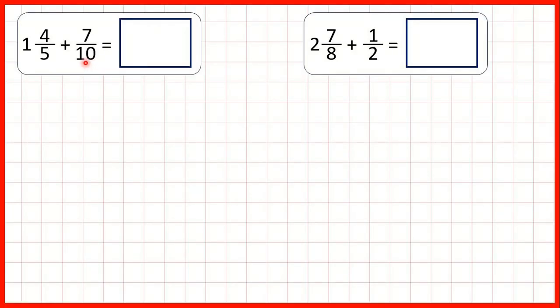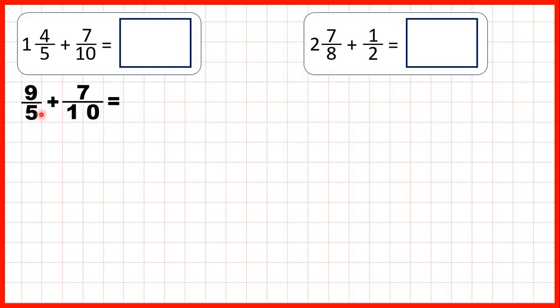Now we're adding a fraction to a mixed number, but this time we're going to get our answer by first changing the mixed number into an improper fraction. So 1 times 5 is 5, plus 4 is 9. So 9/5 is the same as 1 4/5, and we're adding 7/10.